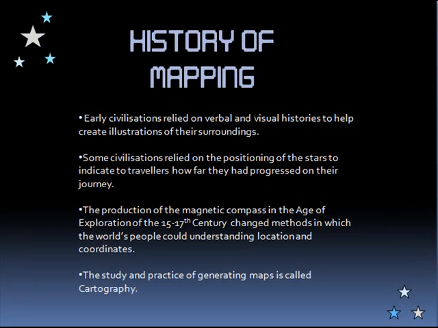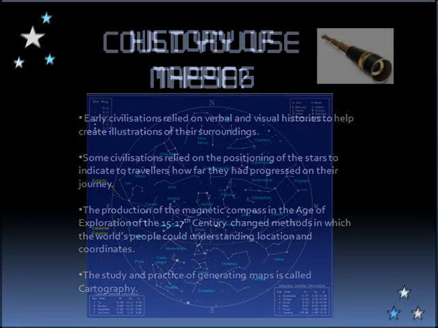Early civilizations relied on visual and verbal histories to help create illustrations of their surroundings, called maps. Some civilizations relied on the positioning of the stars to indicate to travellers how far they had progressed on their journey. The production of the magnetic compass during the Age of Exploration in the 15th to 17th century changed methods in which the world's people could understand location and coordinates. The study and practice of generating maps is called cartography.